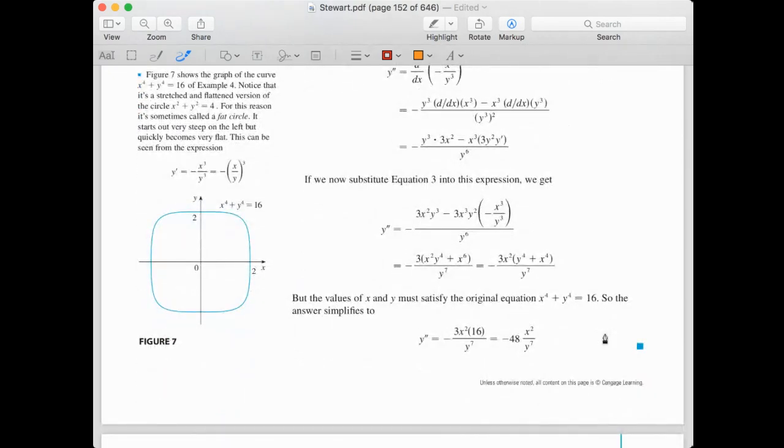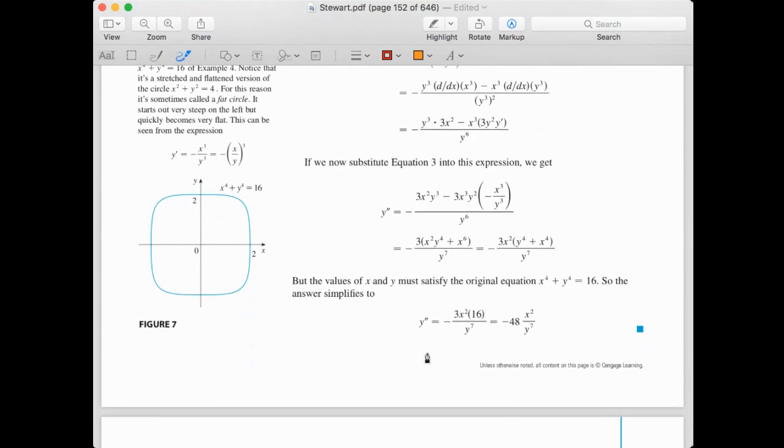The only difference is, when we take a derivative with y term, we have to multiply by y prime. And also, because this is x raised to 4 plus y raised to 4 equals 16, x and y have such a relationship. We can simplify further because x raised to 4 plus y raised to 4 equals 16. So we'll get y double prime equals negative 48 x squared divided by y to the 7. So this is something circle-like. You know, x raised to 4 plus y raised to 4 equals 16 is not a circle. It's something like this.